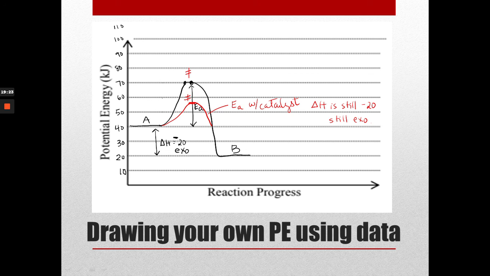And again, the big thing here is I want you to see it doesn't change delta H to add a catalyst. It's still negative 20 and it's still exothermic. The only thing that it does is it makes it easier to get the reaction going from reactants to products.